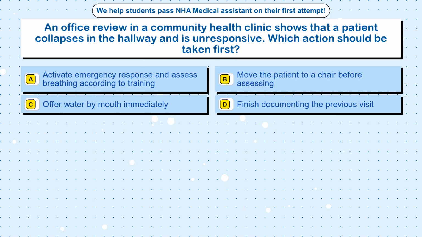Question 45. An office review in a community health clinic shows that a patient collapses in the hallway and is unresponsive. Which action should be taken first? Option A, activate emergency response and assess breathing according to training. Option B, move the patient to a chair before assessing. Option C, offer water by mouth immediately. Option D, finish documenting the previous visit.